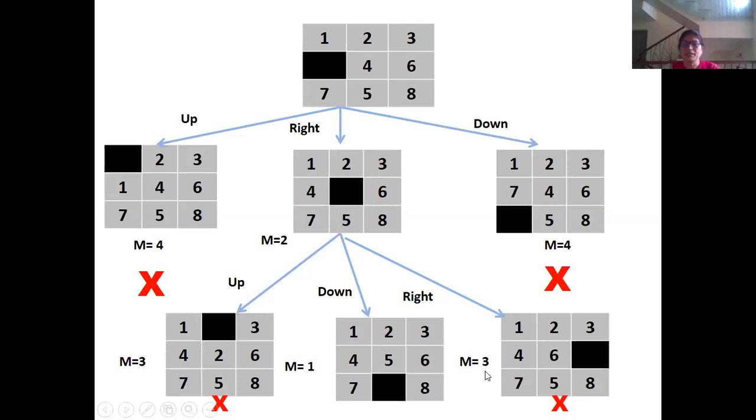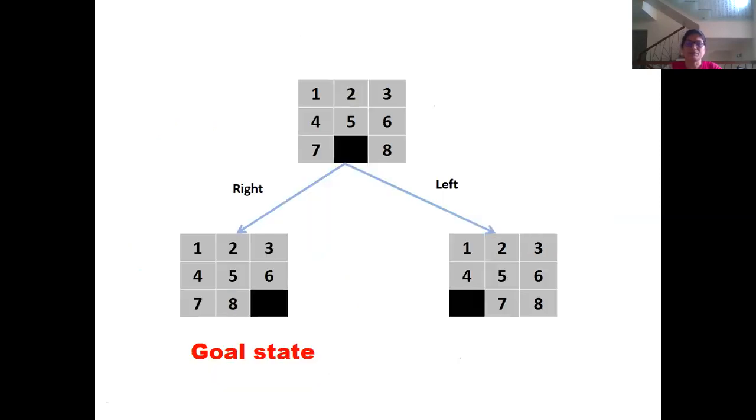Again you will be comparing the number of misplaced blocks at this level. So this is 3, this is 3. So we'll be expanding only the one with the least number of misplaced blocks, that is M equal to 1. So again a cross, no further expansion of the tree on this side, no further expansion of the tree on this side, right? So we'll be expanding only the one with the number of misplaced blocks as 1.